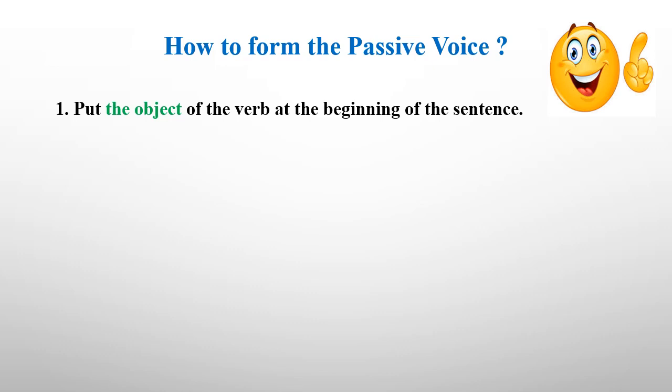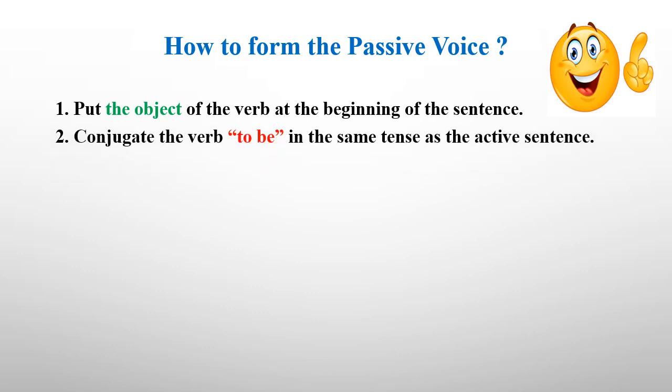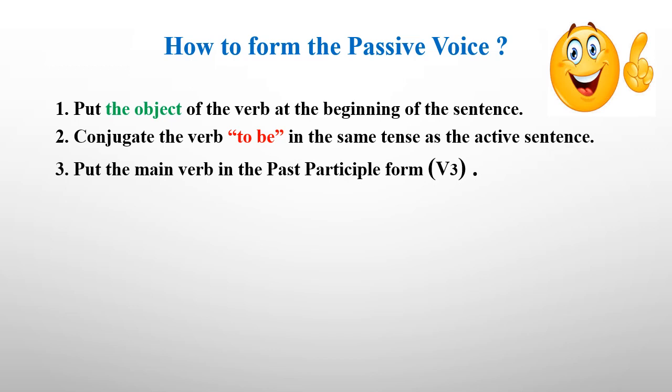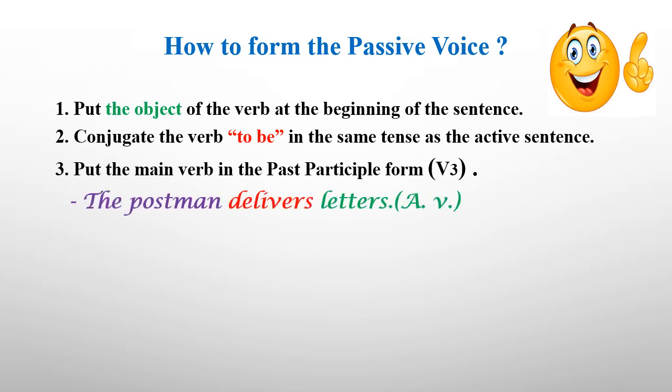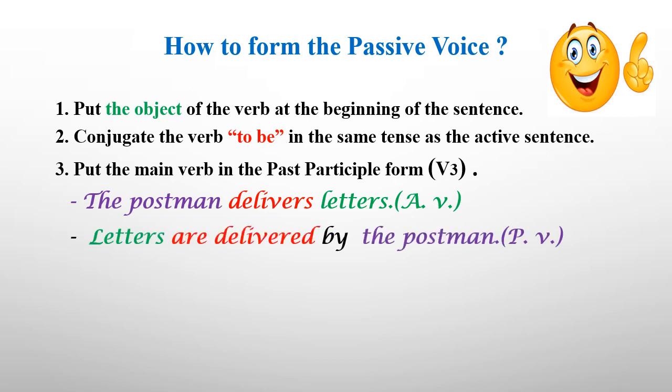First of all, you need to put the object of the verb at the beginning of the sentence. Second, you need to conjugate the verb to be in the same tense as the active sentence. And finally, you need to put the main verb of the sentence in the past participle form. Let's look at some examples. The postman delivers letters. Active voice. Letters are delivered by the postman. Passive voice.